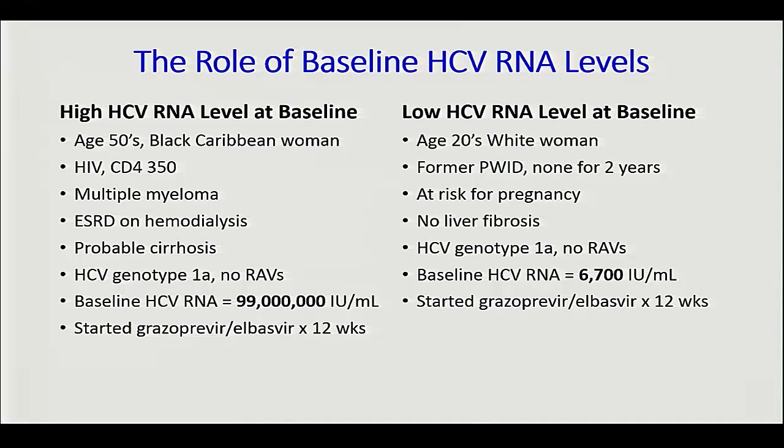Around the same time, I saw a young woman in her 20s, considering pregnancy at some point in the future. Her baseline viral load was 6,700. She got started on grazoprevir and elbasvir for 12 weeks.